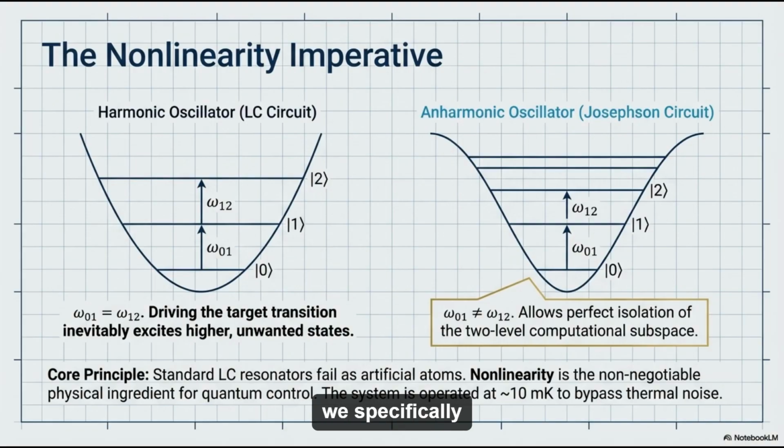Okay, so why do we specifically need a Josephson junction? Why not just a regular resonator? Good question. A regular LC circuit has evenly spaced energy levels. Omega 0 to 1 equals omega 1 to 2. And what's wrong with that? If you try to drive the first transition, you also accidentally drive the second. You can't isolate two levels. Oh, so you lose the qubit entirely.